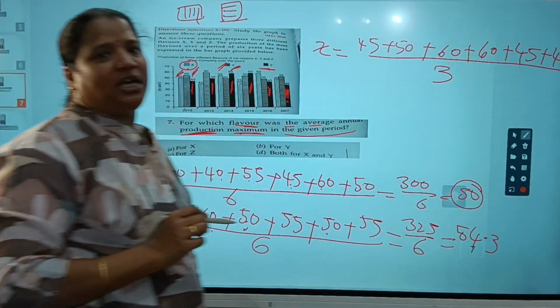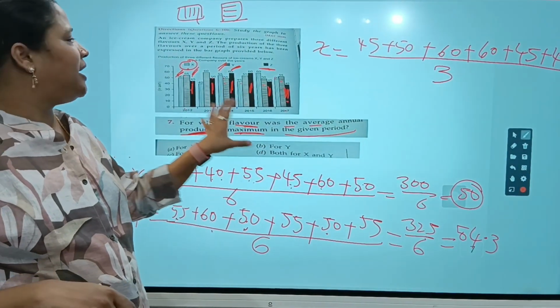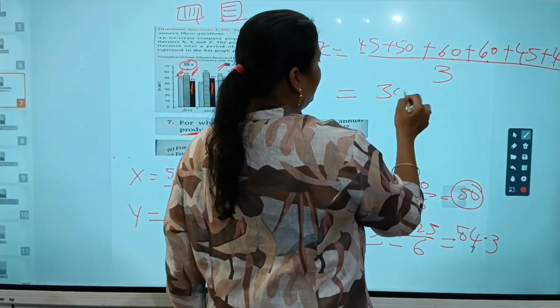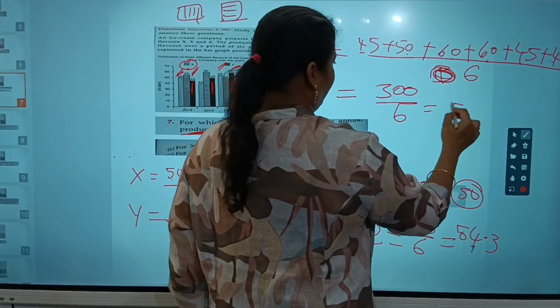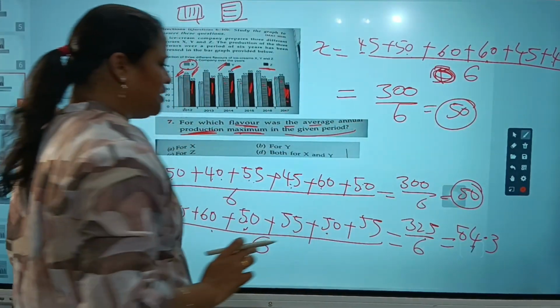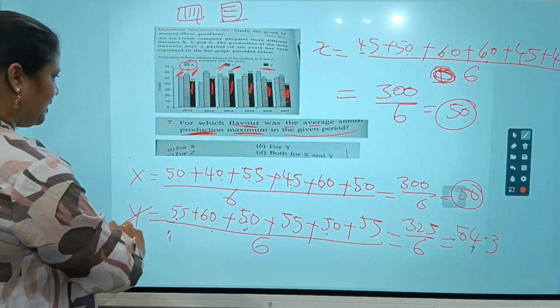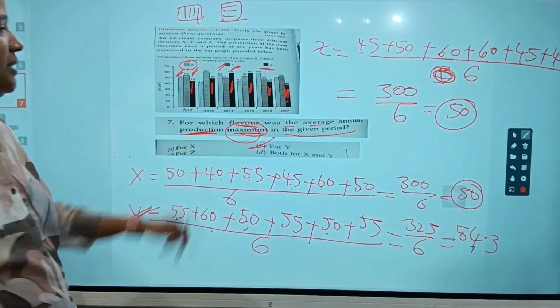If you don't understand, if I am doing it fast, you can rewind the video and watch again, or else you observe the graph properly, then you will get the answer. 300, 300 by 6, so again this is 50. So in which case is it high? Production is maximum for Y. Okay, this is the answer.